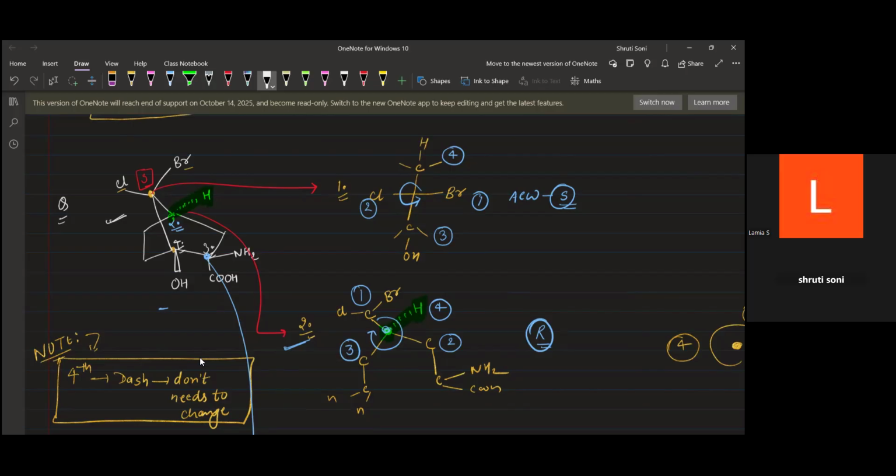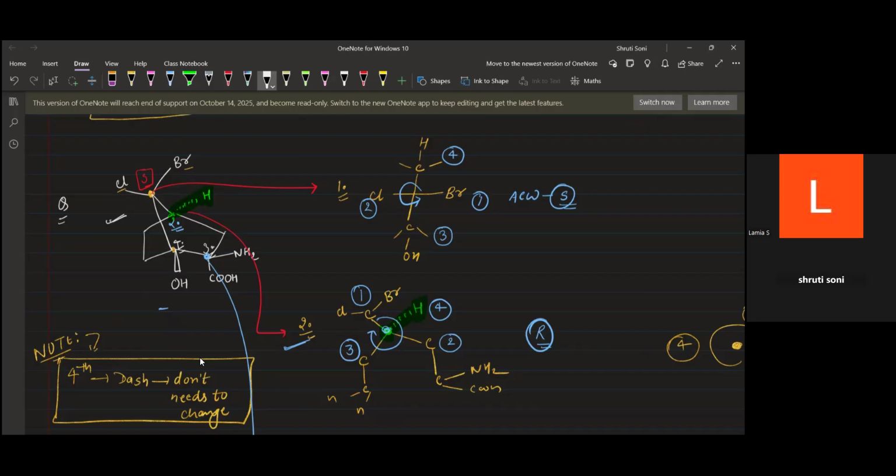My issue wasn't prioritizing. It was how did you even draw the structure from the bridgehead structure? Does that make sense? Okay. See the second number carbon. Are you able to see that in the question? The bridge compound. Yeah. Okay.